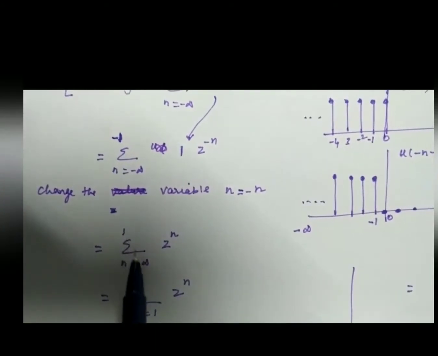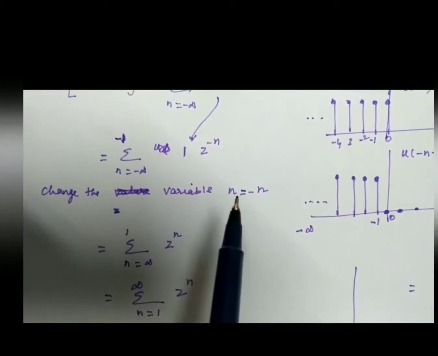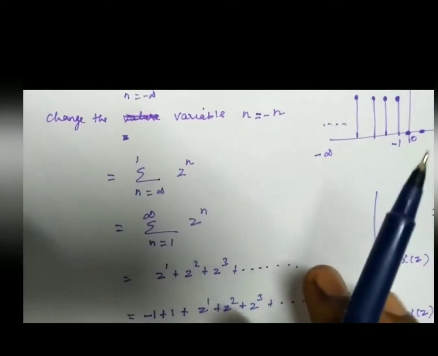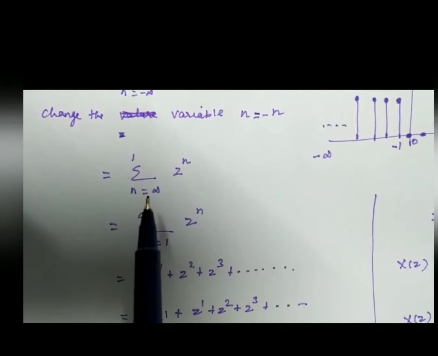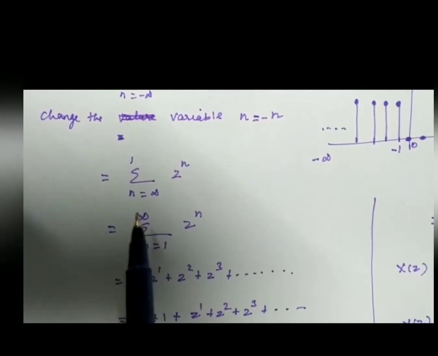Now in the next step we change the variable. Instead of n, I replace it with minus n. At that time the negative limit value becomes positive, and z power minus n becomes z power n. That is just changing minus n into plus n, negative value into positive value. So again this is a summation, and the limits from minus infinity to minus 1 can be written as 1 to infinity, nothing wrong. Again expand this summation: when you put n equal to 1, z power 1, n equal to 2, z power 2, and like this it goes on.